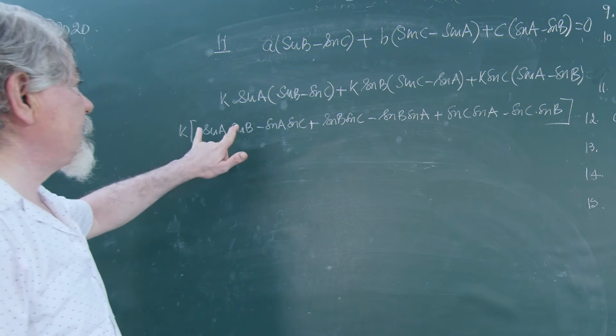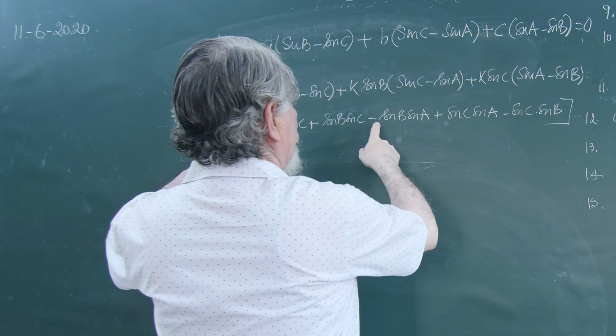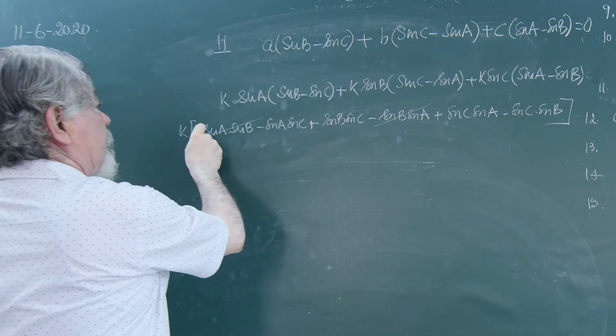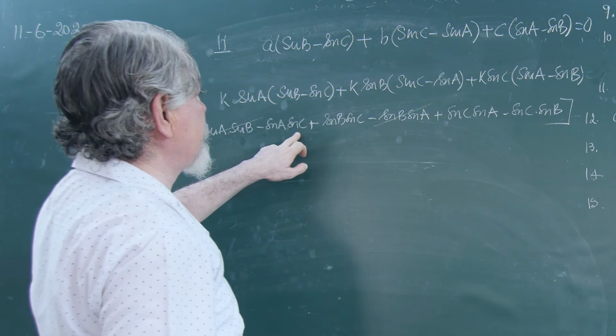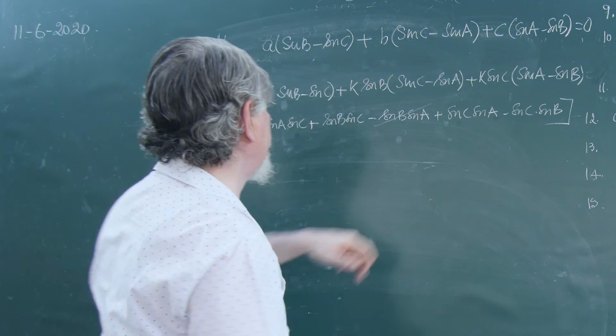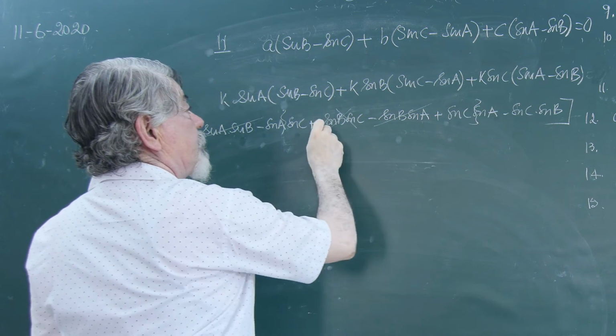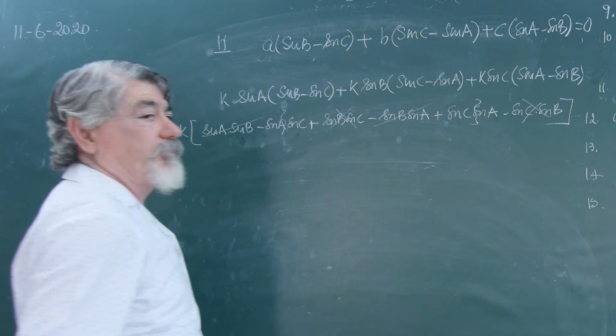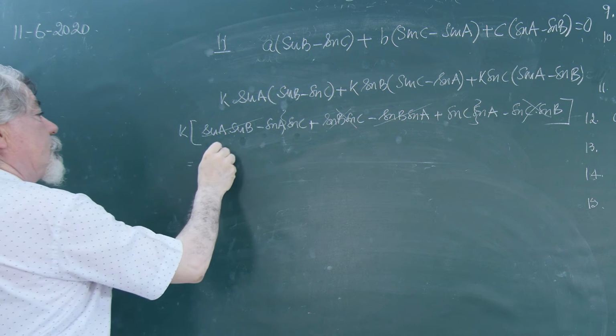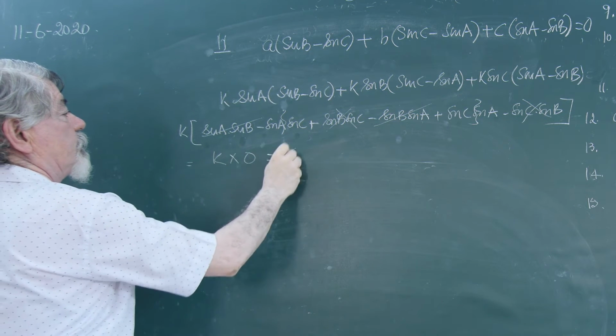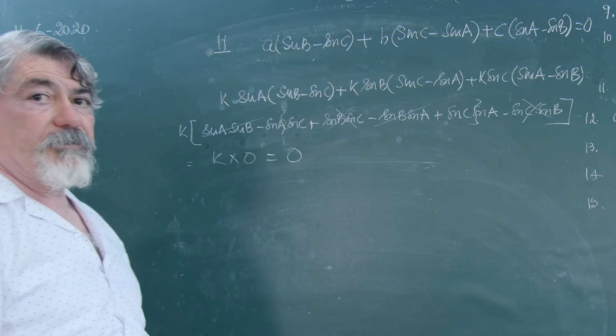Now you will realize sine A sine B with a negative sign, sine A sine C with the opposite sign will cancel, and obviously sine B sine C will cancel, so you will get K into 0, which is equal to 0. This is question number 11.